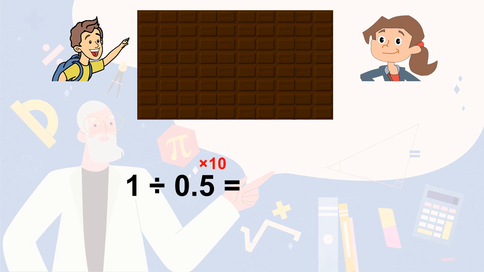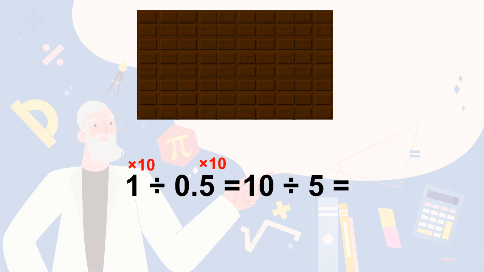What about the dividend? We made the divisor times 10, so also the dividend will be times 10. Now, 1 multiplied by 10 will be 10, and 0.5 times 10 will be 5. Now, can we say 10 divided by 5? Yes, we have here 10 bars of chocolate.